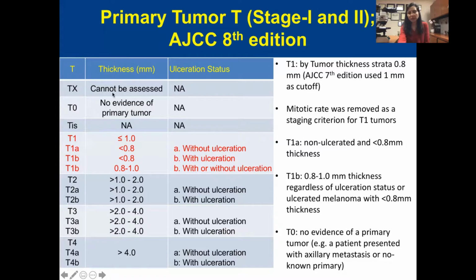And also, sometimes we have to use TX, unfortunately. That's when the specimen we got is very fragmented, so we have no way to measure the tumor thickness. That's an unfortunate scenario, and we cannot give the staging parameter for this patient. In those cases, that's why we recommend, please do the complete excision or at least do the punch. That's where we can measure the tumor thickness nicely. And also T0 is sometimes used when the patient comes with metastatic disease with unknown primary. That time we use T0, okay?